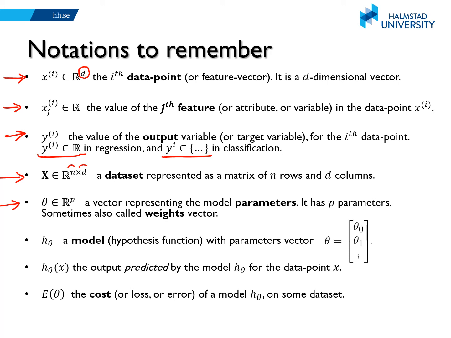Theta is the parameters vector. Those parameters are also sometimes called weights. So it's a p-dimensional vector, we have p parameters. H is our model or hypothesis function. H of x is the predicted output of the input x. E is our cost function. It depends on the parameters theta. So it's the cost of some model on a given dataset.